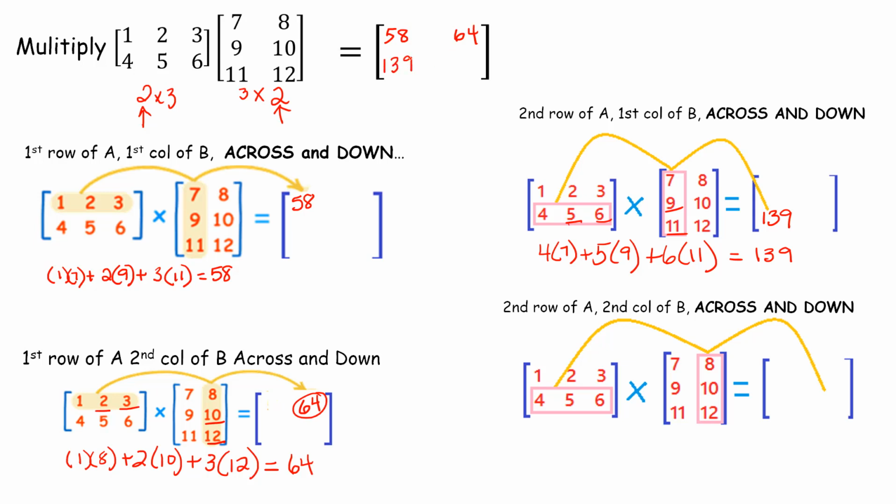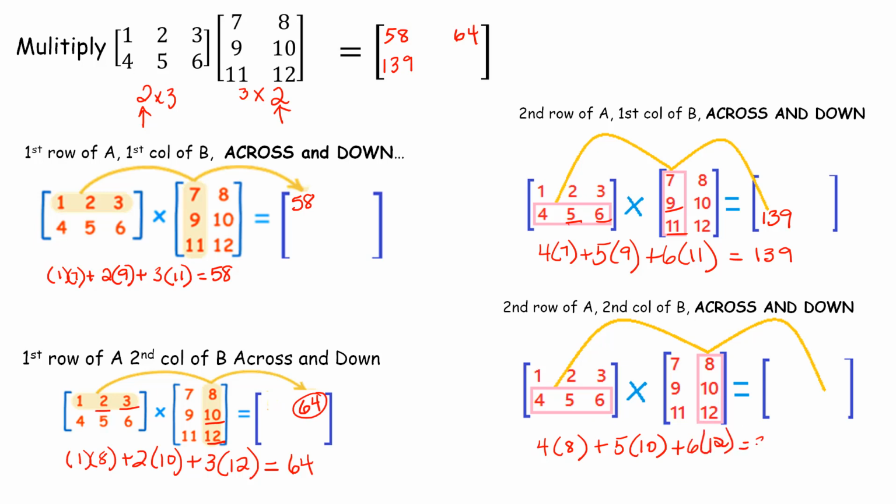Now we're going to stick with the second row of our first matrix, multiply that by the second column of the second matrix. So we're going to do 4 times 8 plus 5 times 10 plus 6 times 12.